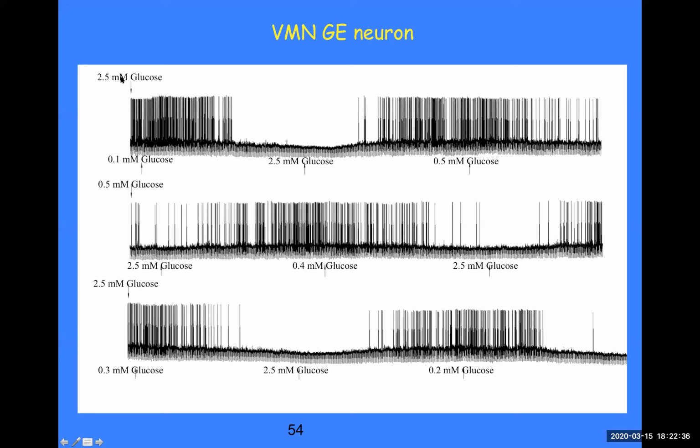So 2.5 millimolar is about twice as much glucose as is normally sitting in the brain. Then when you change that glucose level to 0.1 millimolar, a short while later, the cell stops firing. You restore high glucose, a short while later, the cell starts firing again. So it's a glucose excited neuron. It's a neuron that is firing more when there is more glucose around.